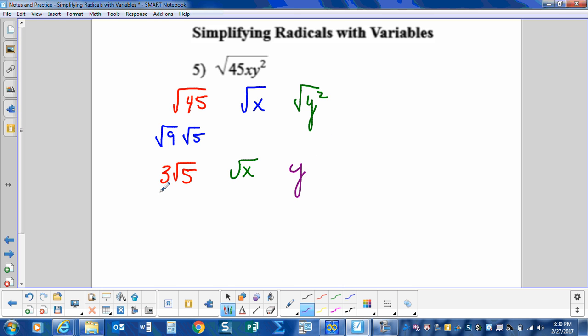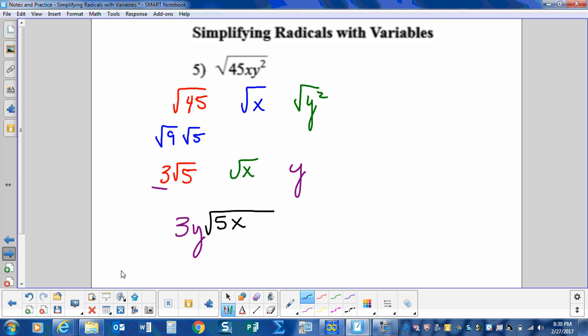So what do I have on the outside? I have a 3 and a y, so my answer is 3y. And what's under the radicand? A 5 and an x. So here's our 3 square roots of 5, our x stayed under, and our y came out.